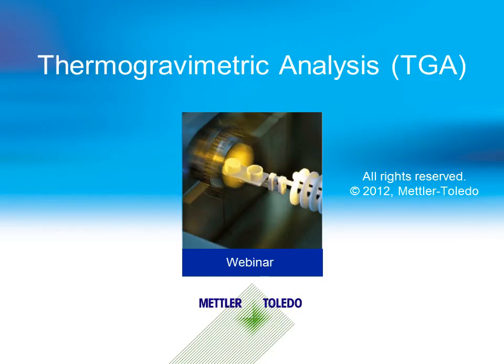Ladies and gentlemen, welcome to this seminar on Thermogravimetric Analysis, or TGA as it is usually called. TGA is a technique frequently used in thermal analysis. Its main use is to characterize materials by measuring their change in mass as a function of temperature.